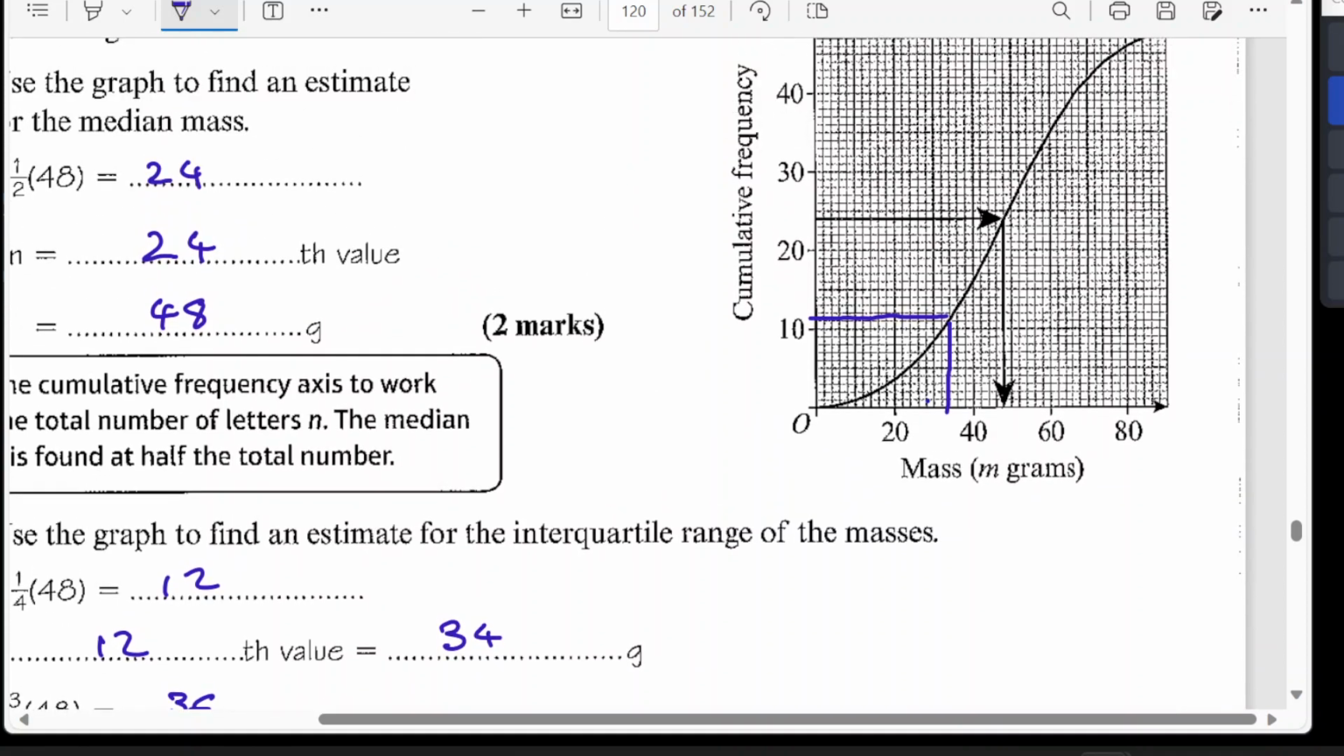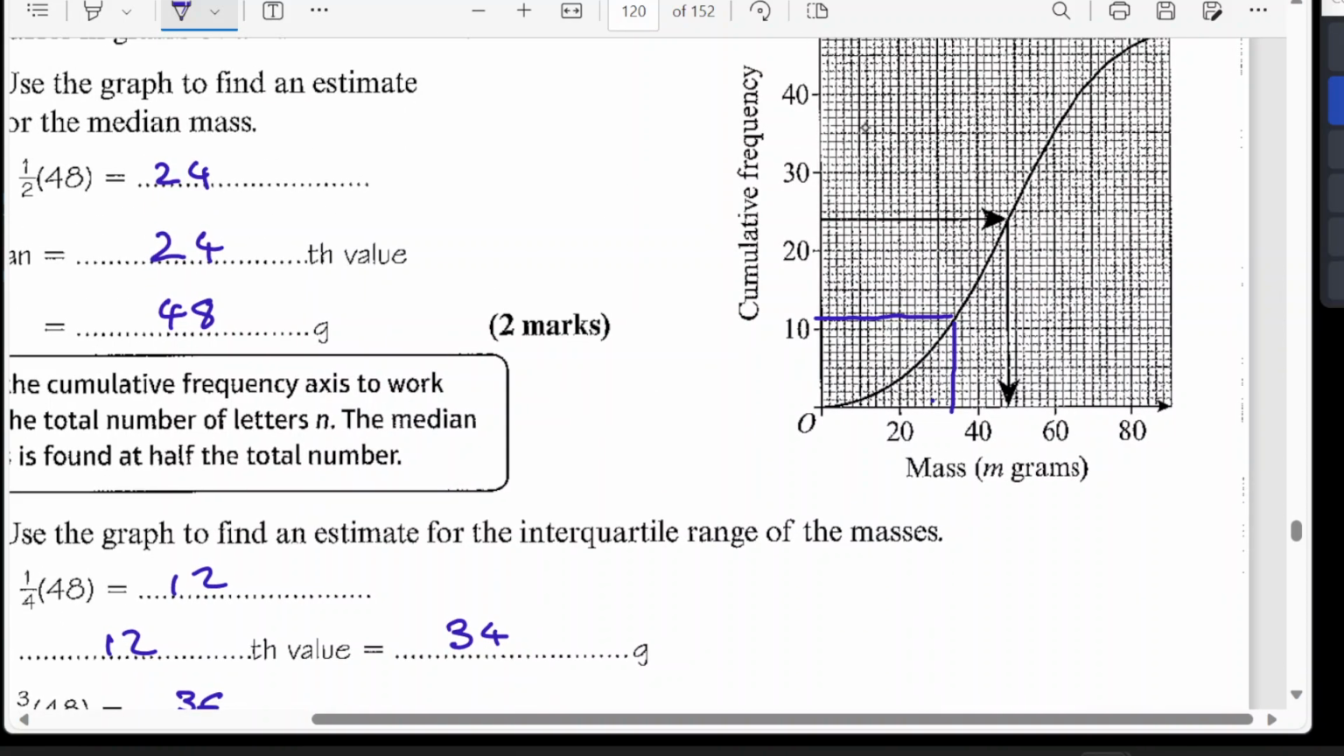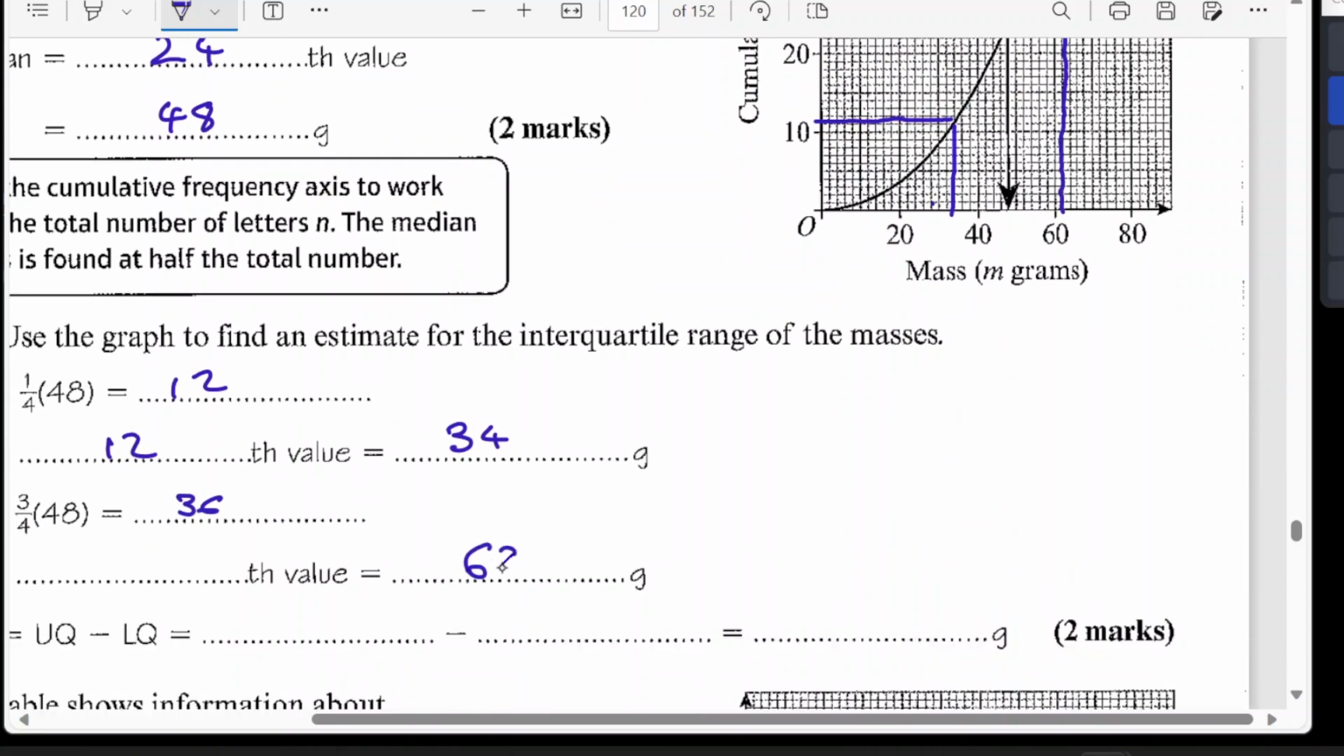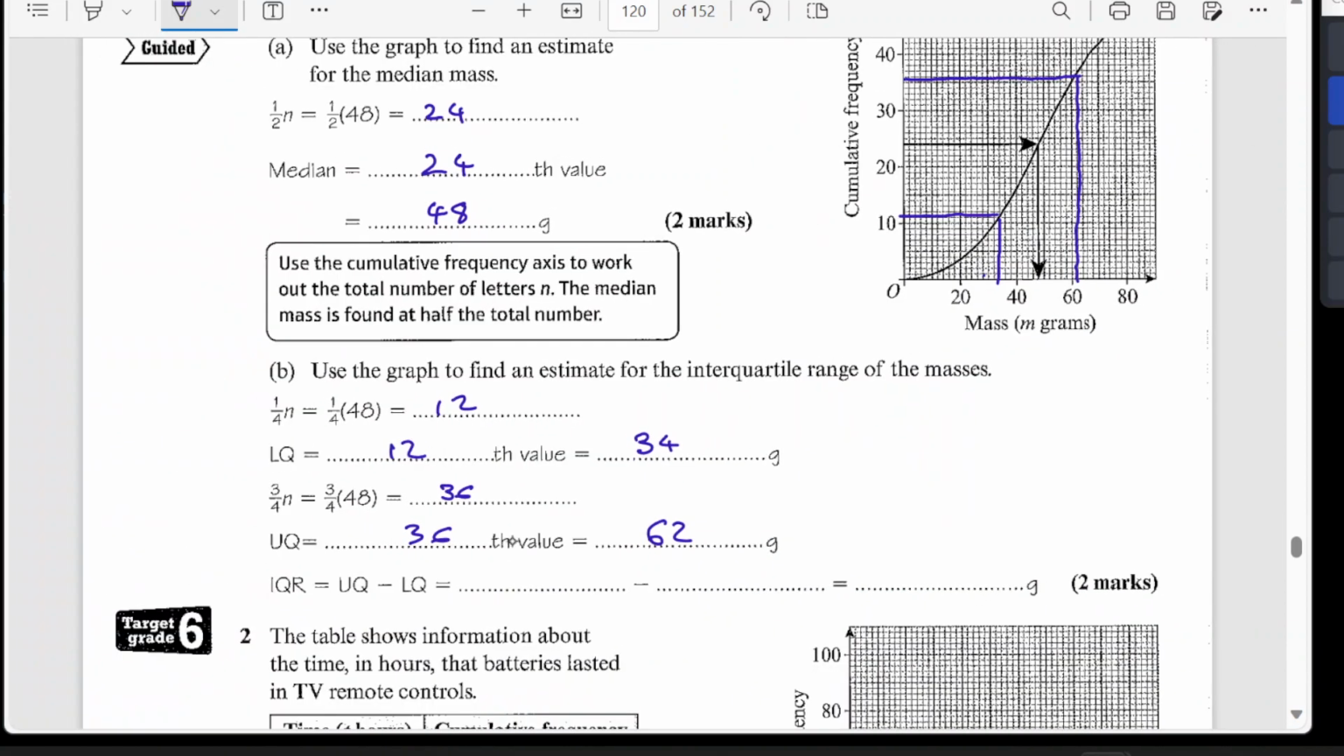So at 36 we go the same process, go across until we hit our graph, and then from there we come down. That looks like 62 to me. So the interquartile range is going to be found by 62 minus 34, which is going to give me, I make it 28. Let me just set that out better.